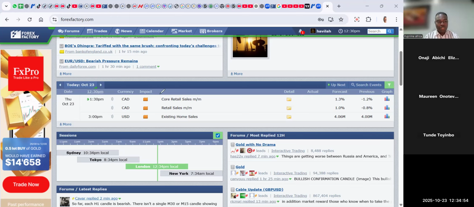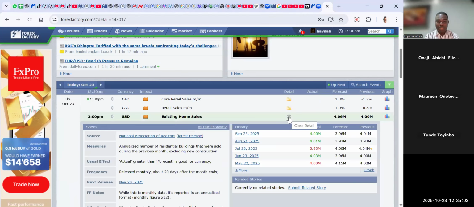Now, by 3 p.m. also, we're expecting data from the United States, and that is the existing home sales. This data measures the annualized number of residential buildings that were sold during the previous month, excluding new construction. In the United States, the government always keeps the data of the way houses are sold, so they have the number of residential homes that were sold in the previous month. They'll be releasing the data for October by 3 p.m.